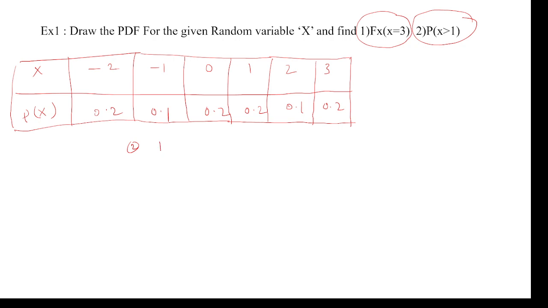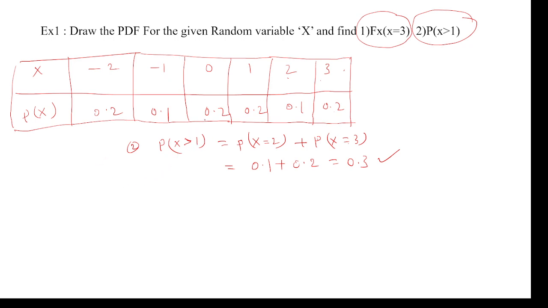What is the second bit? P of x greater than 1. So the values greater than 1 are 2 and 3 only. So this is equal to P of x equal to 2 plus P of x equal to 3. P of x equal to 2 is 0.1, plus P of x equal to 3 is 0.2, which is equal to 0.3. So this is the way to calculate P of x greater than 1.